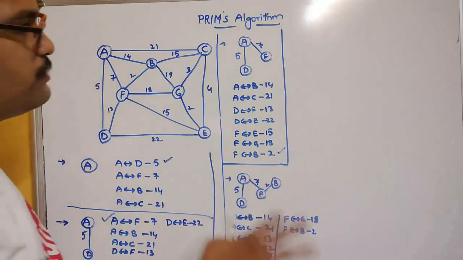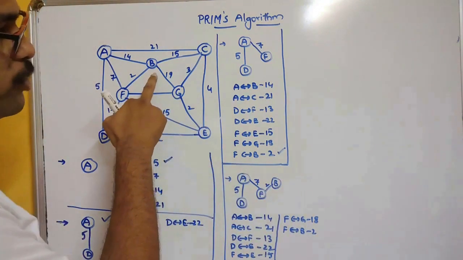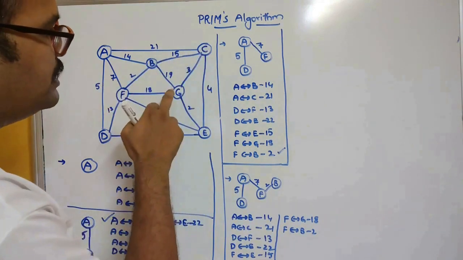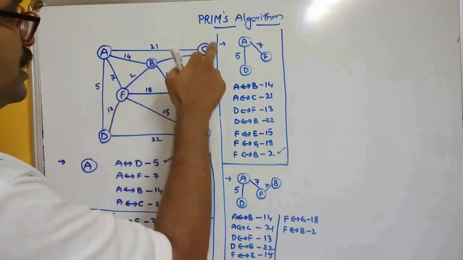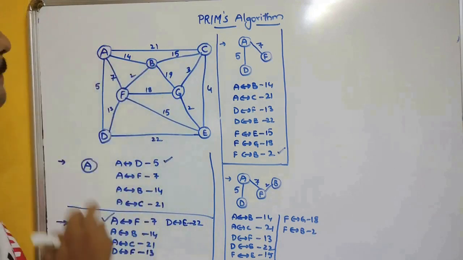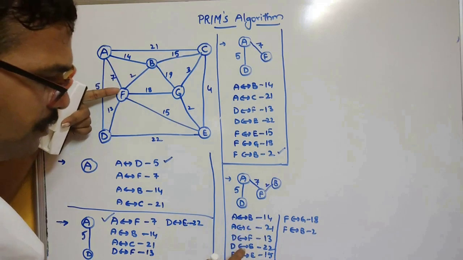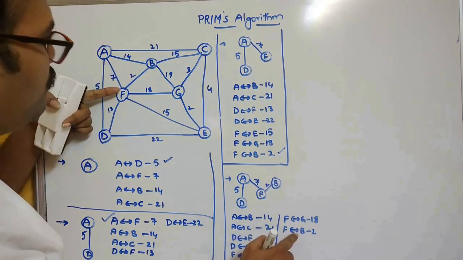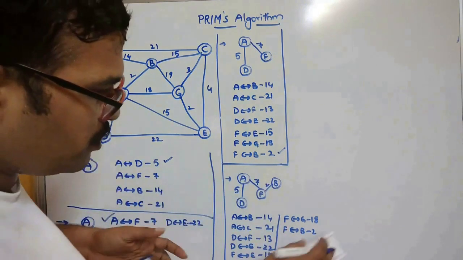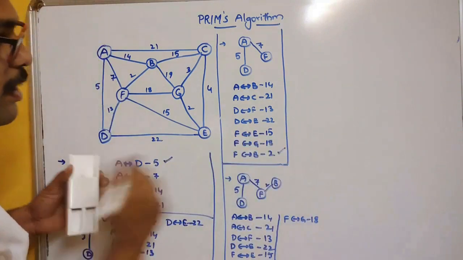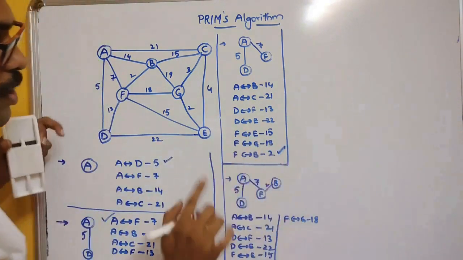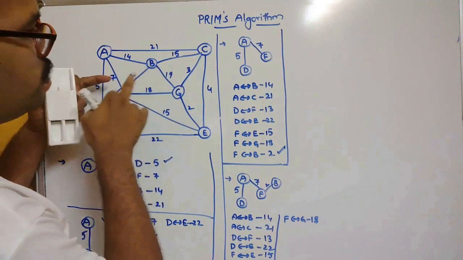Now, consider all the edges from B. So, from B we are having B to C, B to G, B to F and B to A. Now, B to A, this is already covered. B to F, already covered, right? So, we should not consider this one because we have already done it. So, B to F, there is no edge.